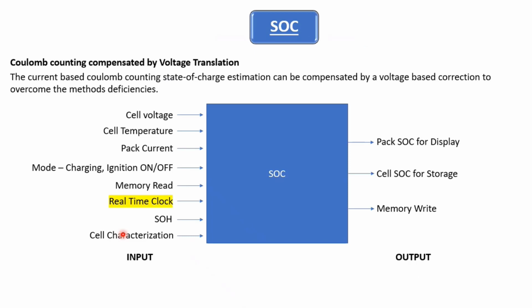Okay, so now the state of charge in the Coulomb counting and voltage translation method happens somewhere like this. There will be a particular IC. For this IC, we take cell voltage, temperature, pack current, and the real-time clock, state estimation, and cell characterization, and we give it to one microcontroller. It will estimate and show you the pack SOC and cell SOC as the output.